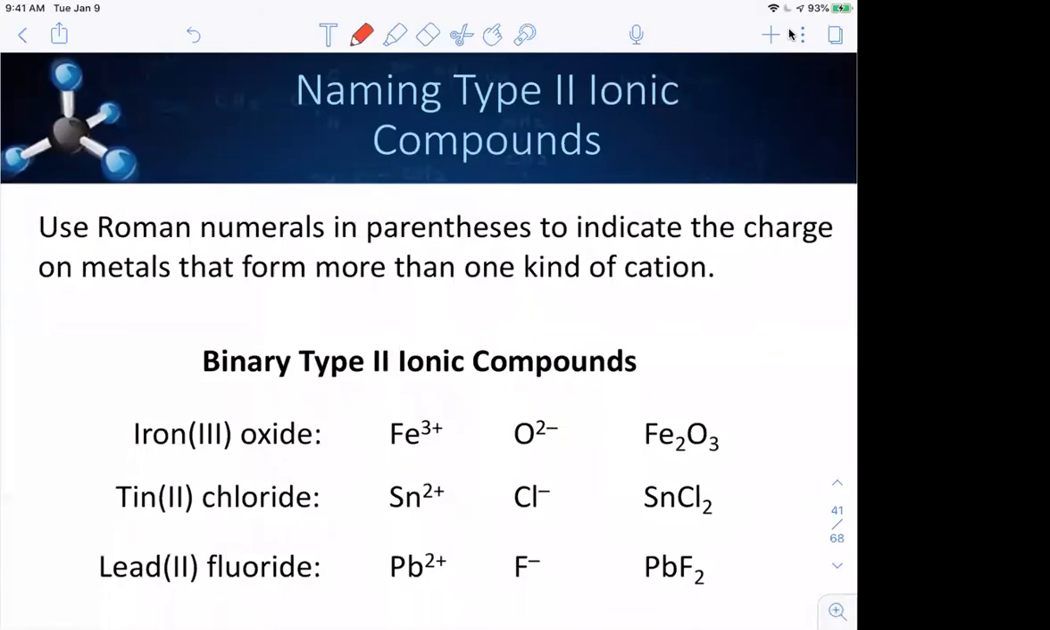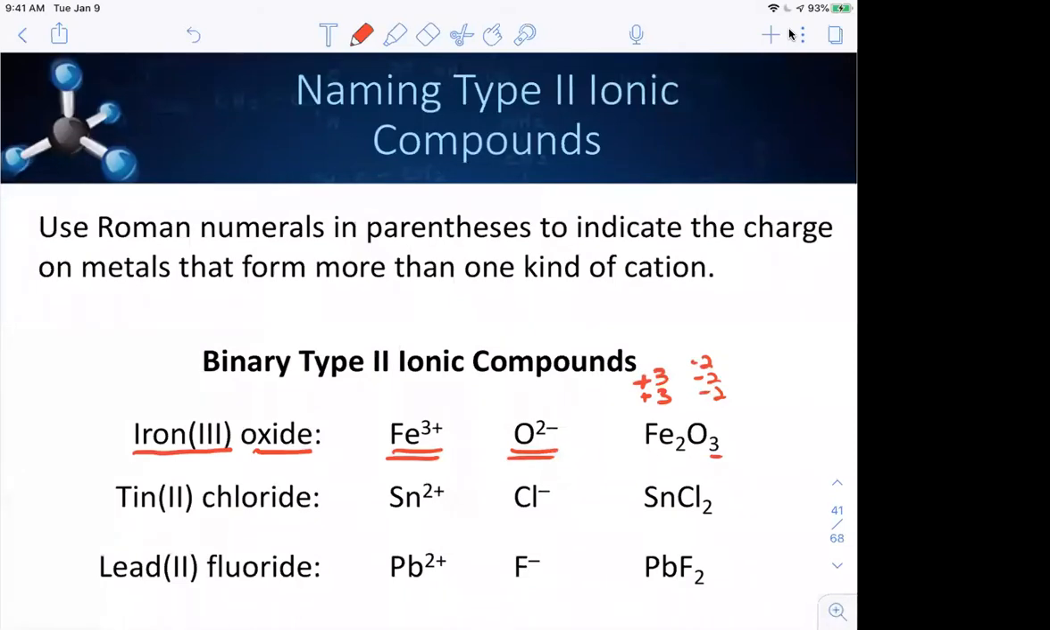Here's some examples. If I have iron(III) oxide, this tells me I have an iron 3+ ion. This tells me I have an O2- from the predictable charges of the representative elements. If I want to figure out the formula, I have to figure out how they're going to combine. I'll need 2 irons, which gives me a +3 and a +3, in order to balance out with 3 oxygens, which gives me a -2, a -2, and a -2, right?